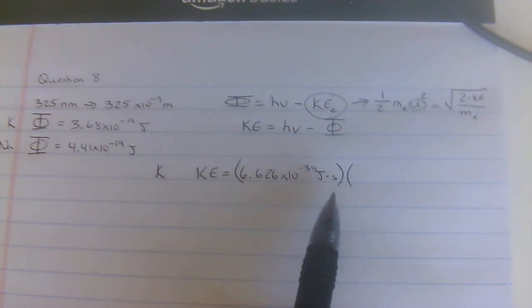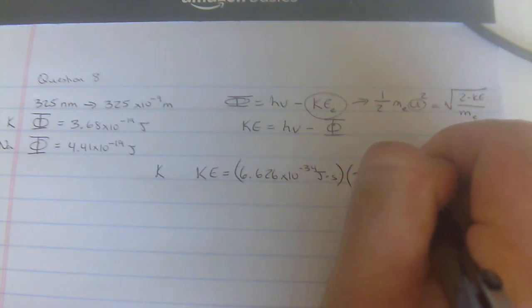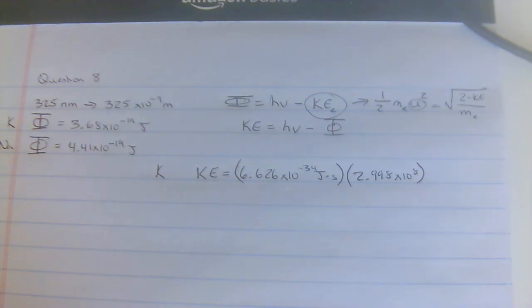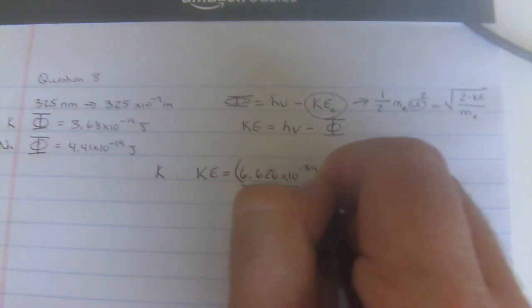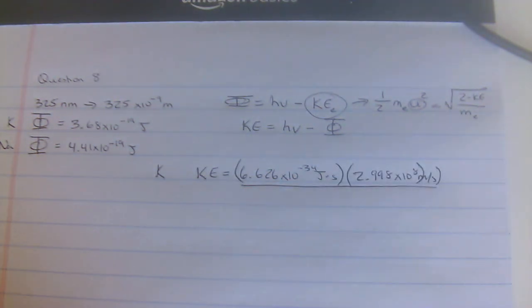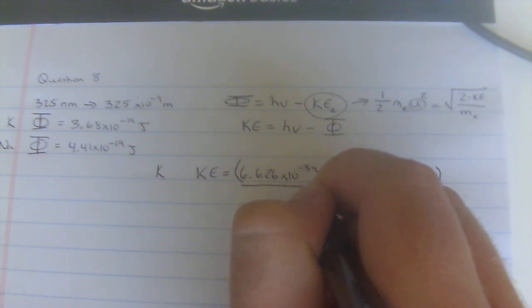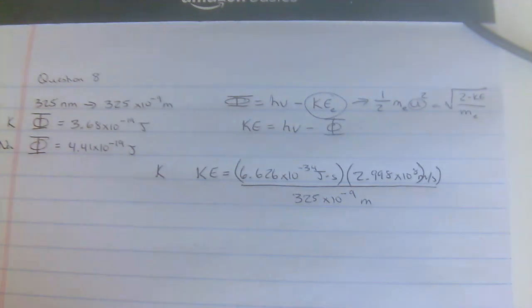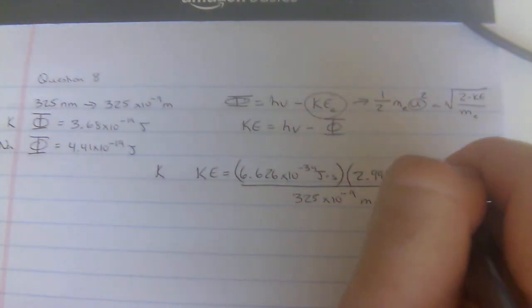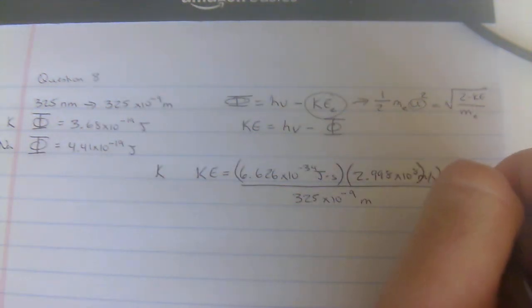So what we can look at is instead of plugging in some unknown number, we'll go ahead and plug in the speed of light, so 2.998 times 10 to the 8. Remember, we have become more specific in here. That's going to be meters per second divided by my wavelength, so 325 times 10 to the negative 9 meters. Minus my work function for potassium, so 3.68 times 10 to the negative 19.